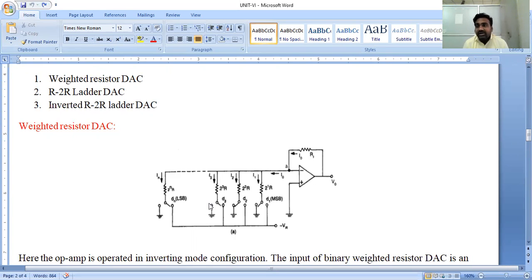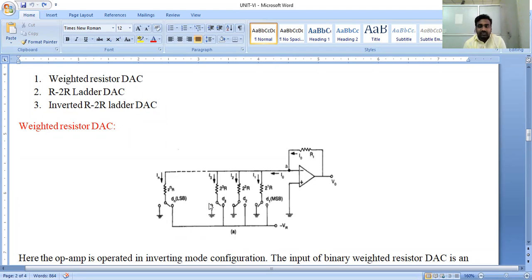Whenever the SPDT switch, single pole double throw switch, is connected with respect to the resistor, the current will pass through the resistor and the input voltage is fed to the negative terminal, that is, the inverting terminal of the operational amplifier. Whenever the SPDT switch is tapped with respect to the resistor, the input is 1. Otherwise, if the same SPDT switch is tapped with respect to the ground terminal, the output is 0. So this is very important.